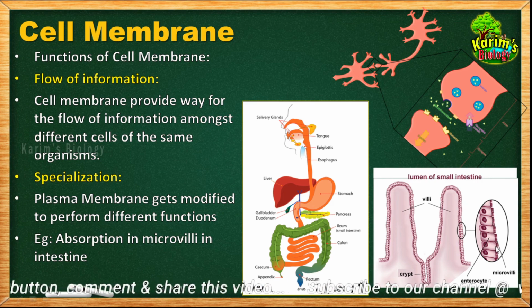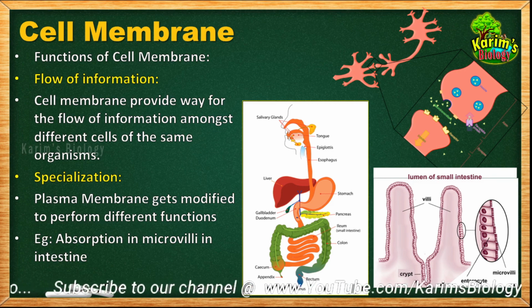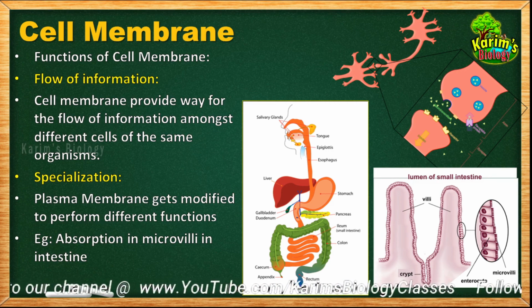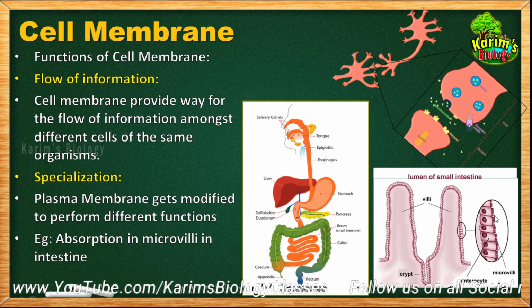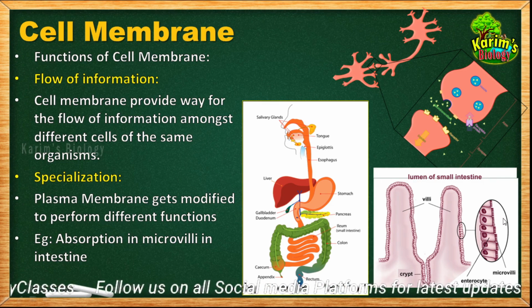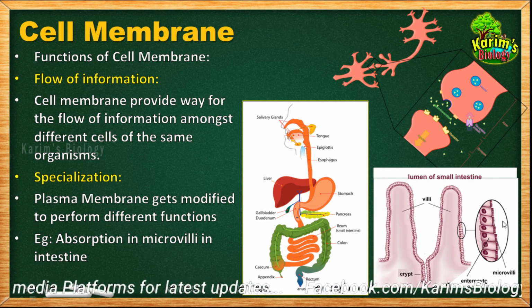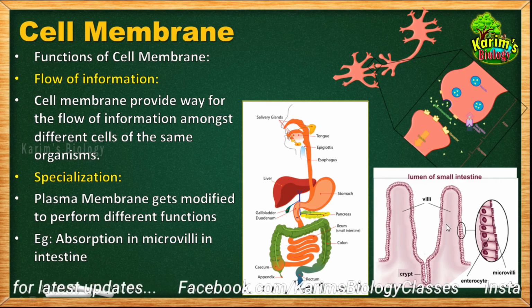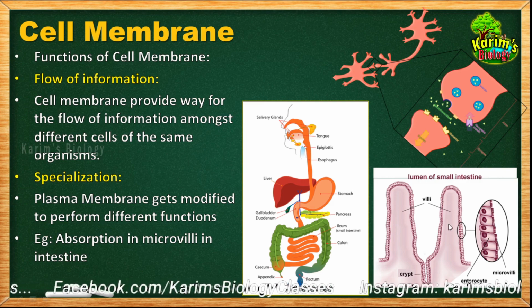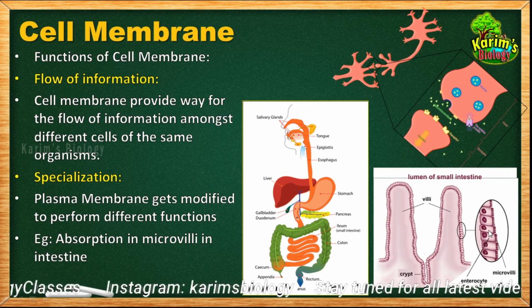This epithelium consists of cell membrane, and the cell membrane is so modified in the epithelial cells of the microvilli that it is able to absorb the food material, or transport the digested contents of the food from the lumen of the intestine into the bloodstream, into the villi. Okay children, so this is another function of the plasma membrane.